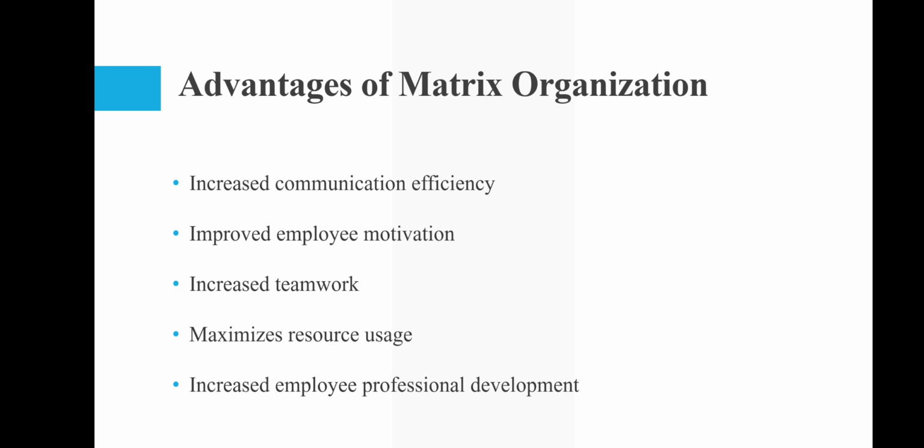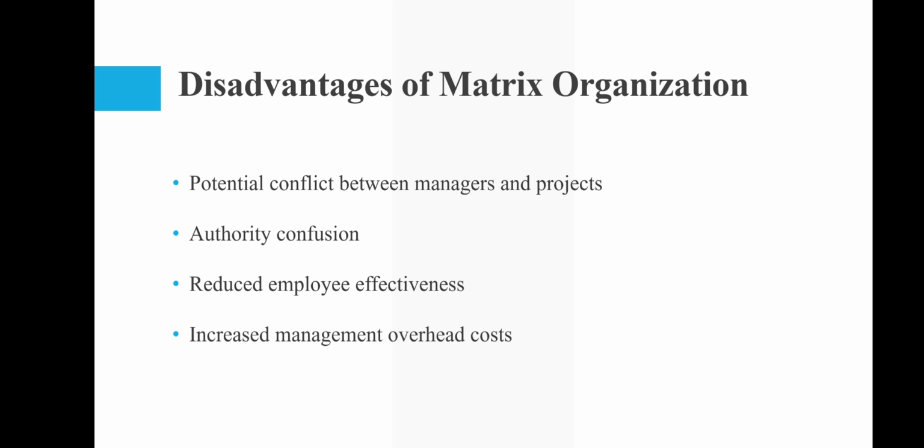Advantages of matrix organization. Number one is increased communication efficiency and improved employee motivation. Yes, definitely, when there are two bosses, they will try to motivate their staff in their own way. Increased teamwork and maximized resource usage, increased employee professional development. But it also has some disadvantages. Potential conflicts between managers and projects.